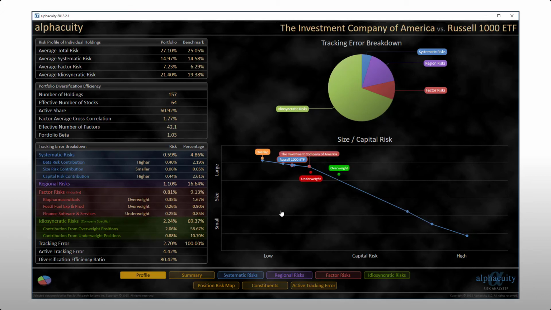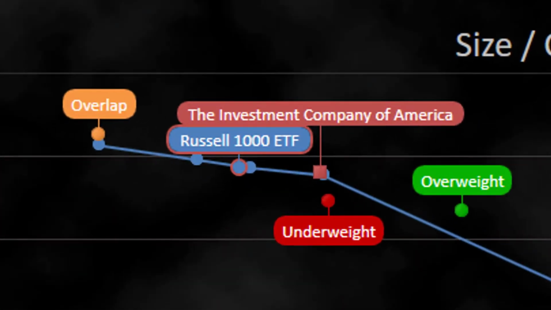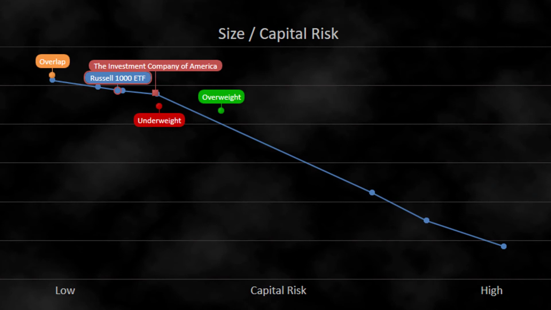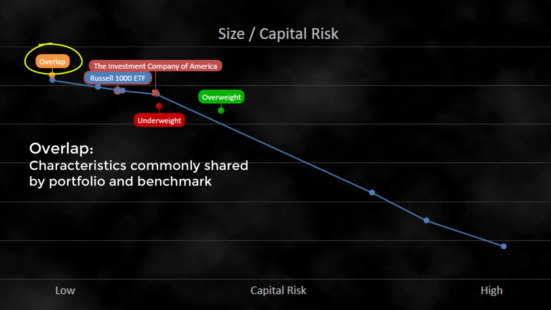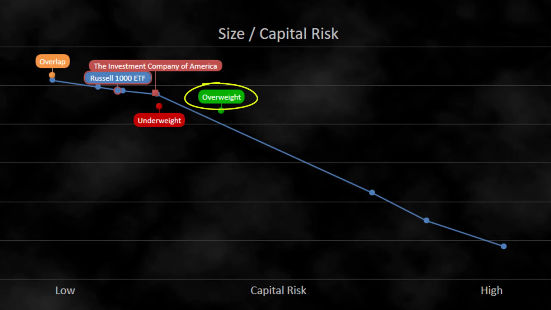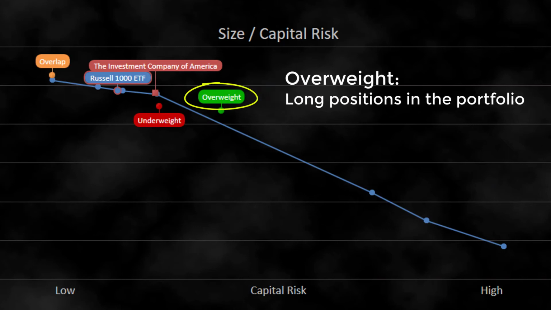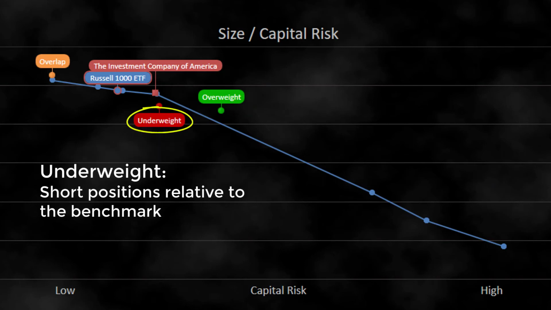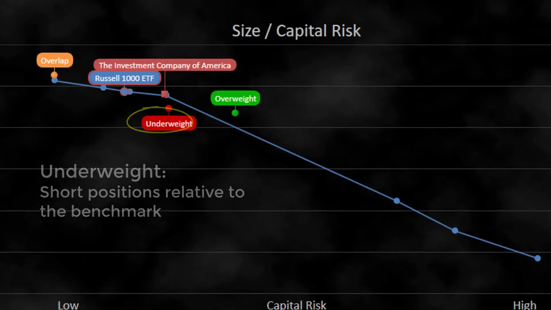Clicking on this chart toggles to a second view, separating the portfolio into three distinct parts associated with the active share analysis. The size capital risk characteristics of each part are identified on the chart. Overlap pinpoints the characteristics of that portion commonly held by the portfolio and benchmark. Overweight represents the location of the long positions in the portfolio, while the underweight represents the location of the short positions relative to the benchmark.